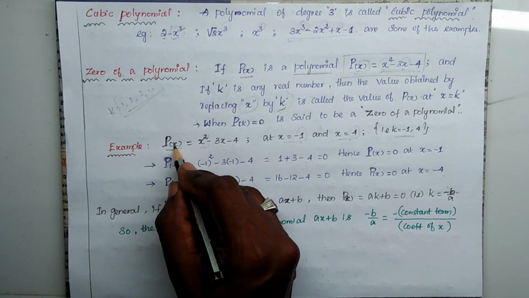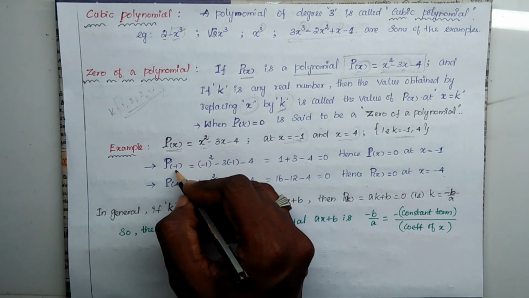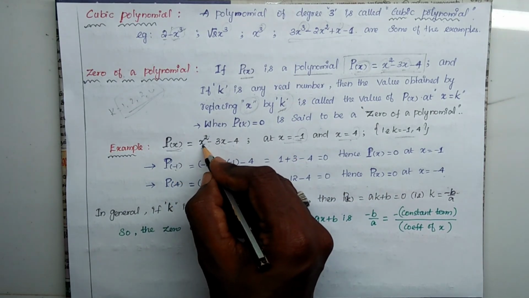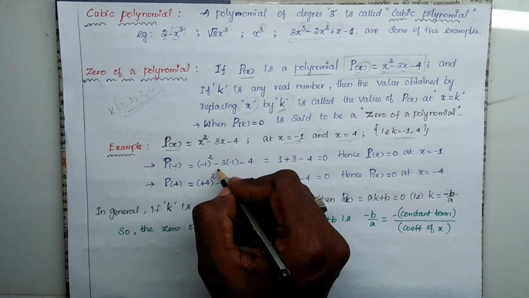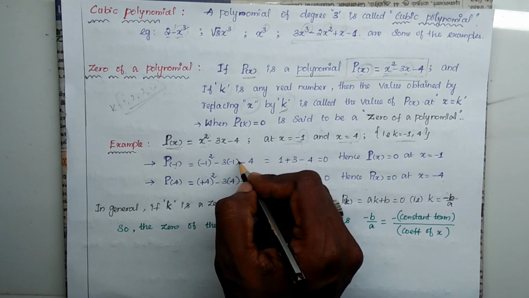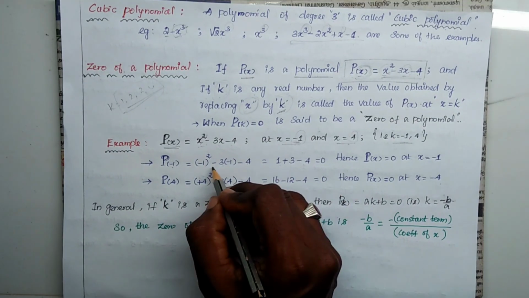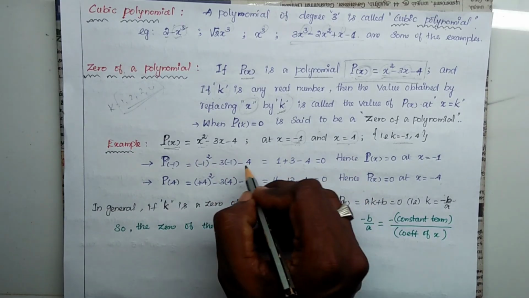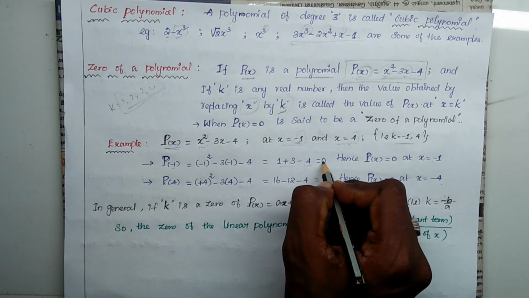Now for p of minus 1, we substitute x as minus 1. So p of x becomes p of minus 1, and here for x we apply minus 1: minus 1 the whole square minus 3 into minus 1 minus 4. Now the equation becomes: minus 1 the whole square is 1, and minus into minus becomes plus 3, minus 4. So 3 plus 1 is 4, and 4 minus 4 becomes 0.